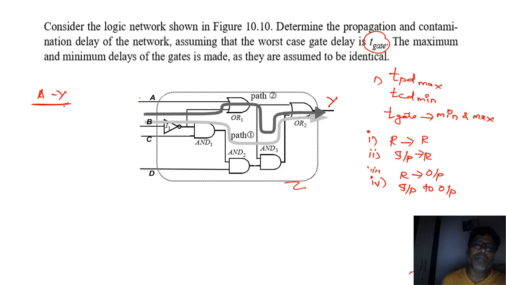When you compare all the remaining paths, you could see no other path has less than that of 2 OR gate delay. In this problem it has been stated every gate has a delay of T gate. So the minimum, the T contamination delay, would be 2 propagation gate delays, right? What is the path actually? It is from A to R1 to R2.